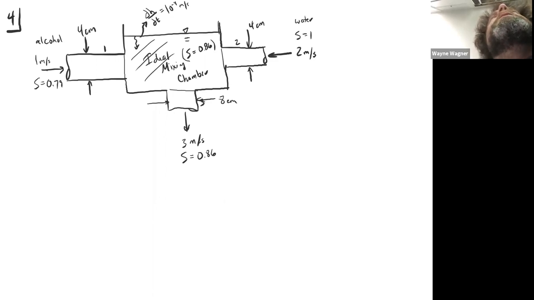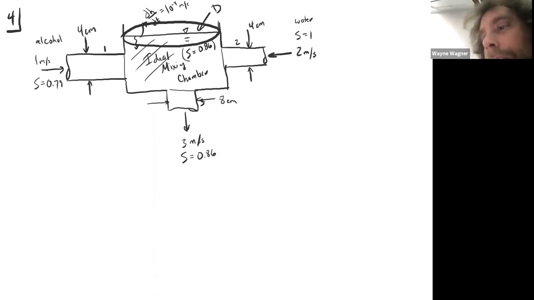Assuming immediate and complete mixing of fluids, determine the diameter of the tank. So we want to know, what is the diameter of the top of this tank? I can't even draw that diameter, but if I could, maybe it would look like this. The diameter would be from one side of this to the other, and imagine that's a circle.